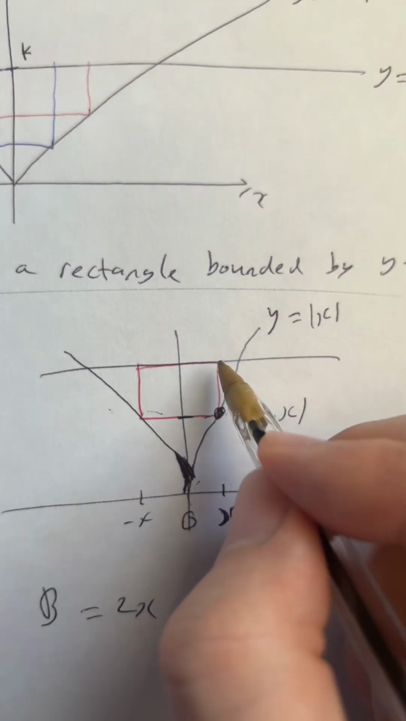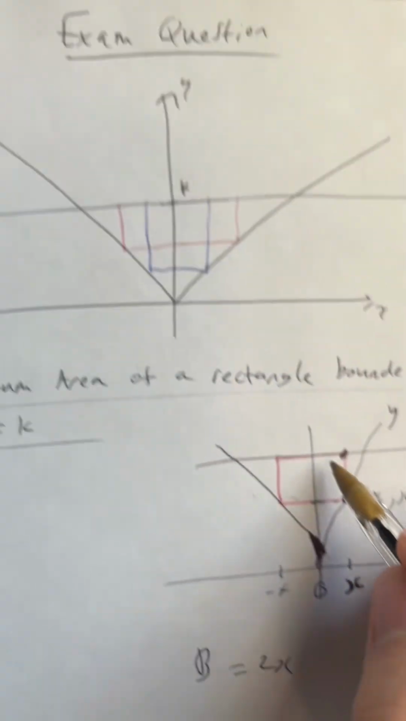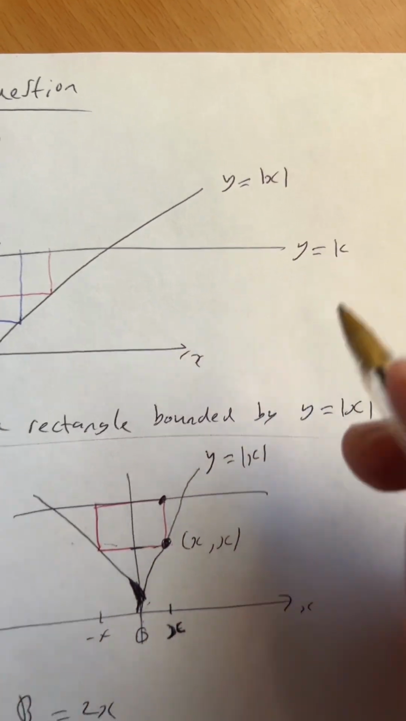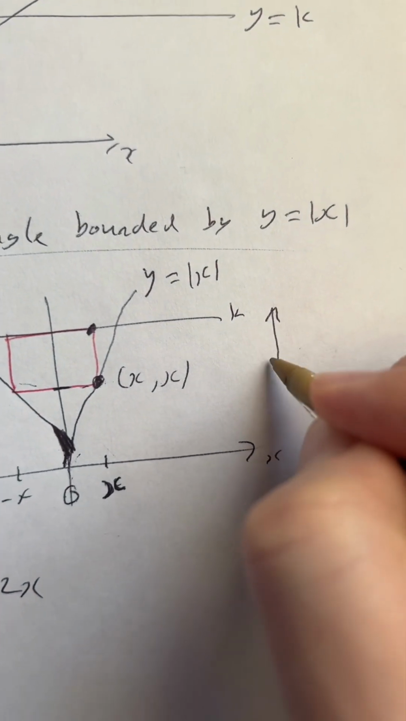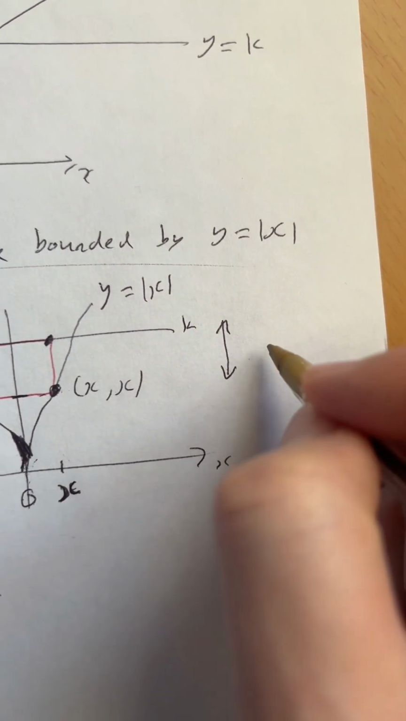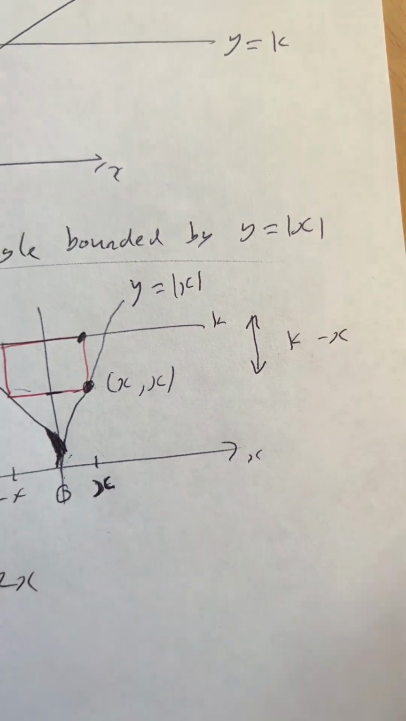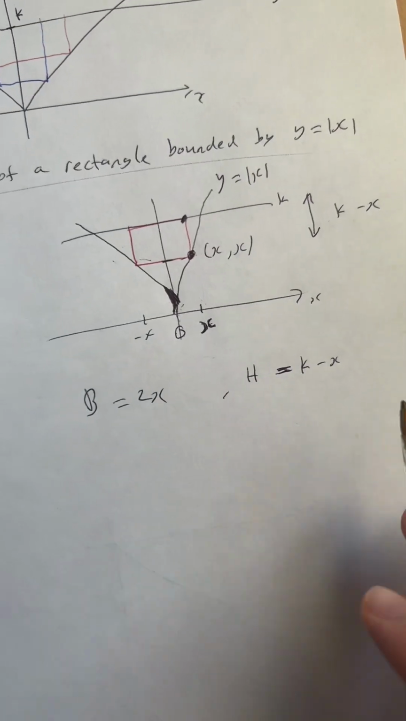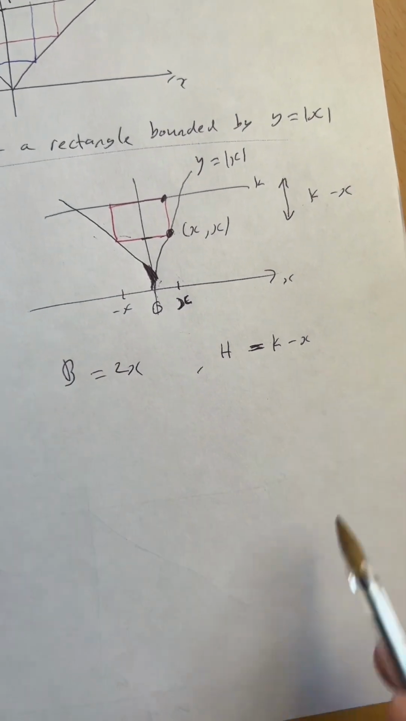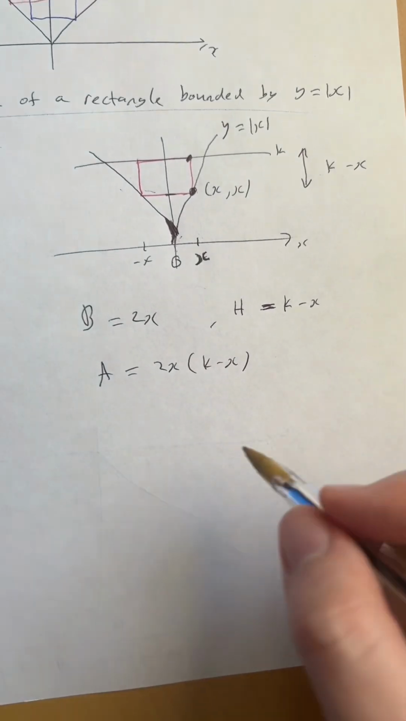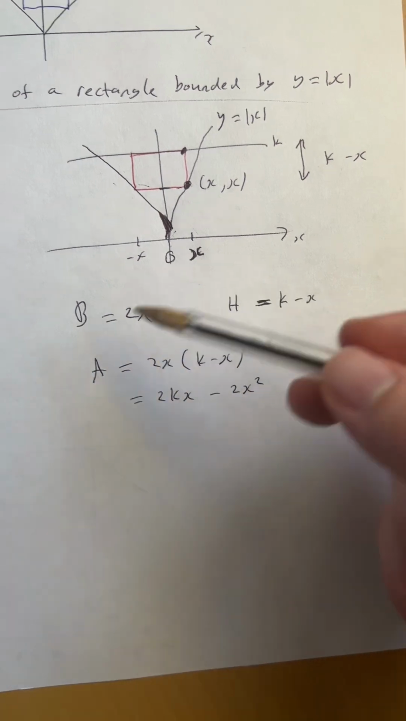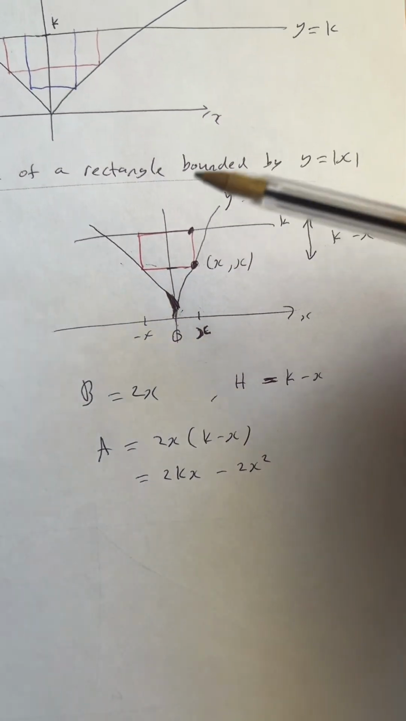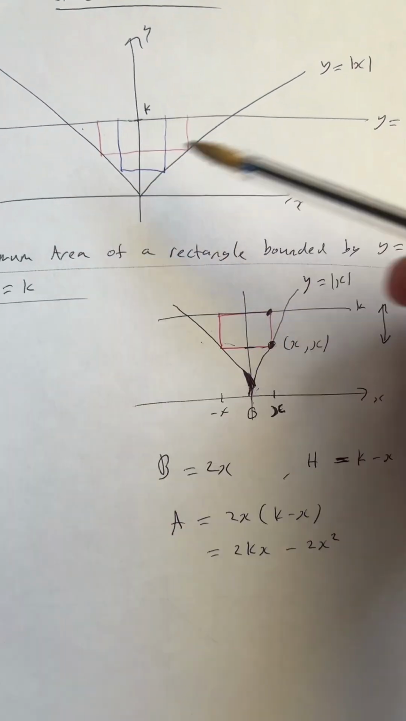Now, what is the y value up here? So the y value up here, as we know before, is k, y equals k. So that there is k. So this height from there to there of this rectangle is going to be k take away x. So height is k take away x. So now what we can do is multiply the base and the height together. So area is equal to that. I'm just going to expand the brackets. So the area is 2kx minus 2x squared. So now we've got a formula for a general rectangle trapped between these two lines.